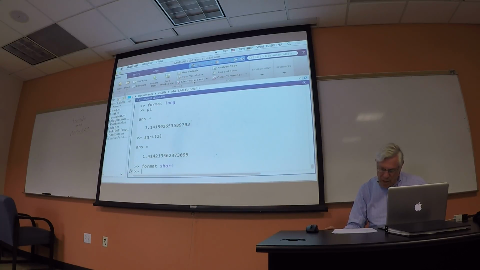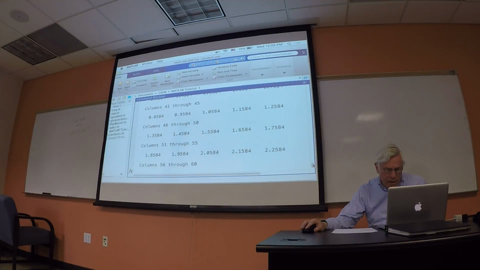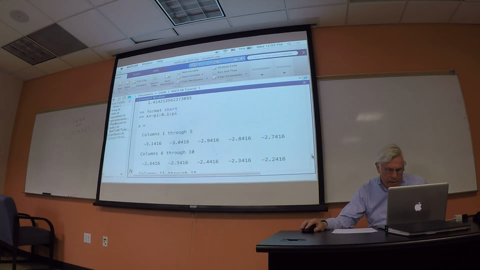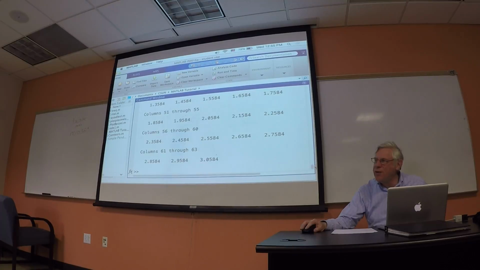So let me show you. For example, let x equal minus pi, in increments of 0.01. Let's do increments of a tenth, all the way to pi. It's kind of big. Let's go back. You notice that the first element is definitely minus pi. But look at the last element: 3.0584.